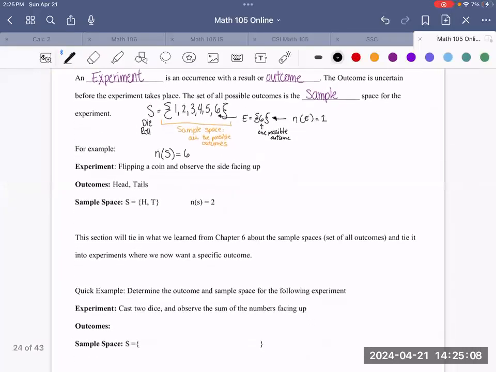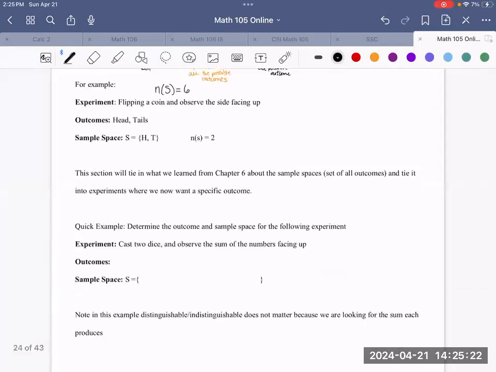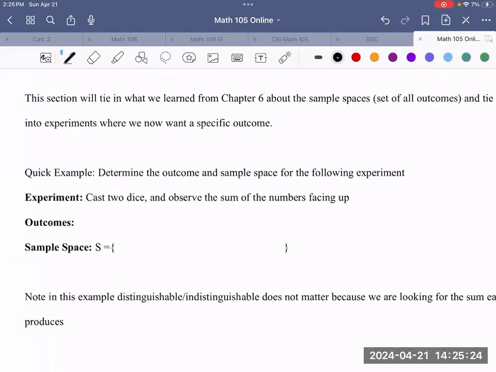So it says in this section, we tie in what we learned from chapter 6 about the sample spaces, the set of all possible outcomes, and tie it into the experiments where we want a specific outcome. So some more quick examples. It says determine the outcome in the sample space for the following experiment. We cast 2 dice, we're rolling 2 dice and observe the sum of the numbers facing up.